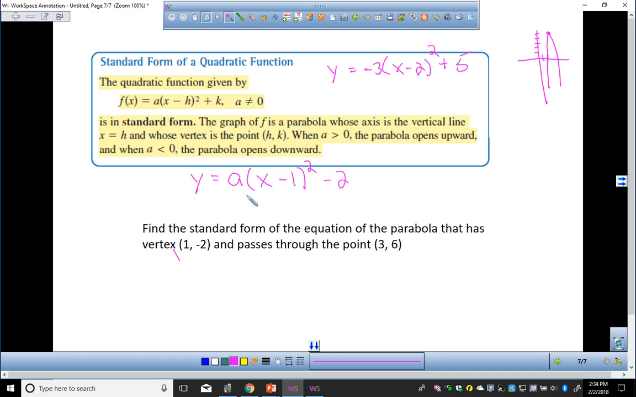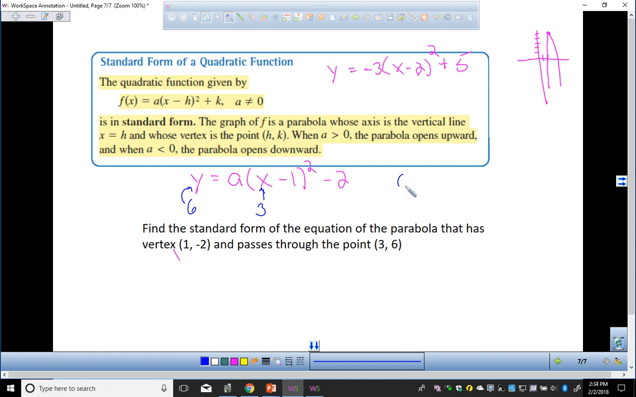How do I find out what a is? Yes, young man with your hand up in the back. You just plug in the point. So people get very confused by this. They say, how do I find a? Okay, you just got to plug in that. You have to be given another point. So I'm going to plug in 3 for x and 6 for y, right? And solve it for a.